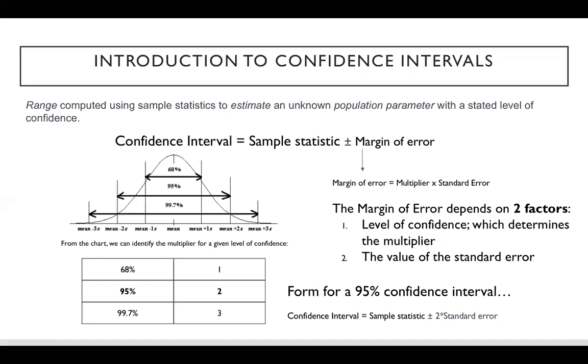And then the second factor of margin of error is the value of the standard error, because that's what you multiply by the multiplier, and that's how you reach your margin of error. And then at the bottom, that just shows the formula for a 95% confidence interval. It's the same formula as the original confidence interval formula at the top. It just already has the multiplier of 2 in there.